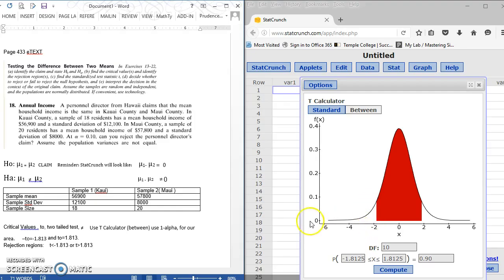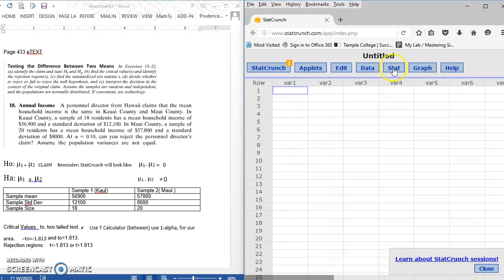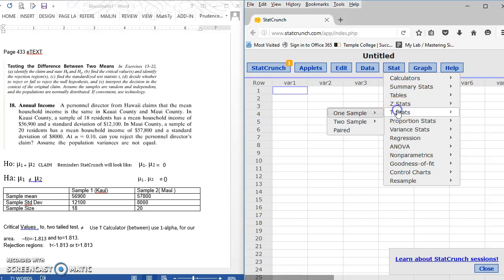So if you're on this left side, less than negative 1.813, you're in the rejection region. And if you're on this right-hand side where you are greater than 1.813, so if you're out here anywhere or you're out anywhere on the left here, you're in the rejection region. So we still have to find our test statistic, the standardized test statistic. So we've used the t calculator. Now we use the t stat.